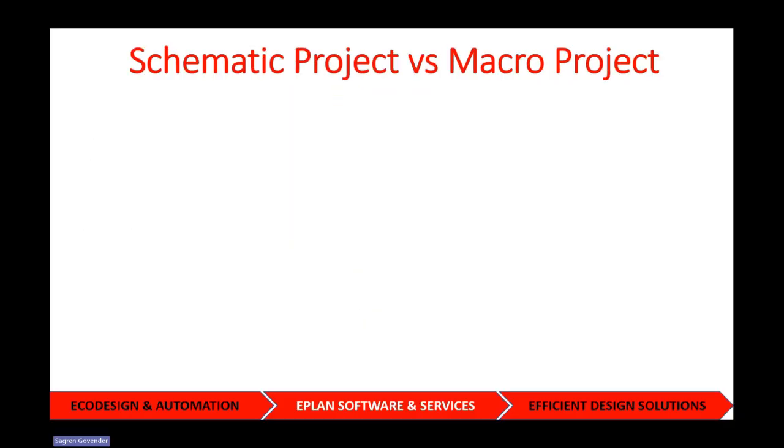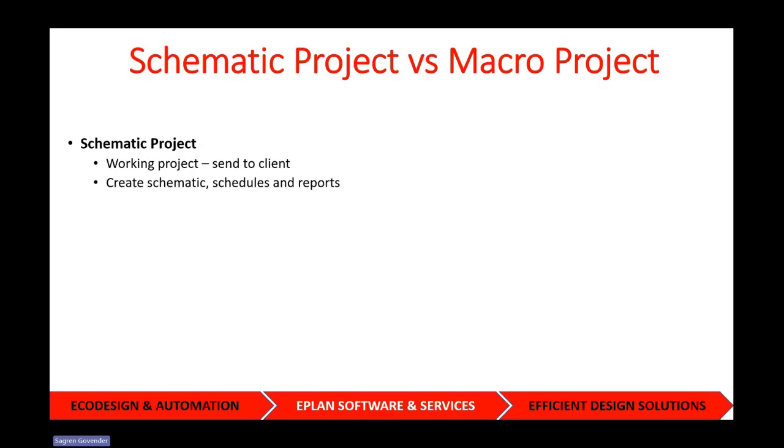So what's the difference between a schematic project and a macro project? A schematic project is your working project. This is what you're going to send to the client. This is where you're going to create your schematics, your schedules, reports, bill of materials, all of that stuff. And you're going to create your panel layouts and your manufacturing information also in this schematic project.